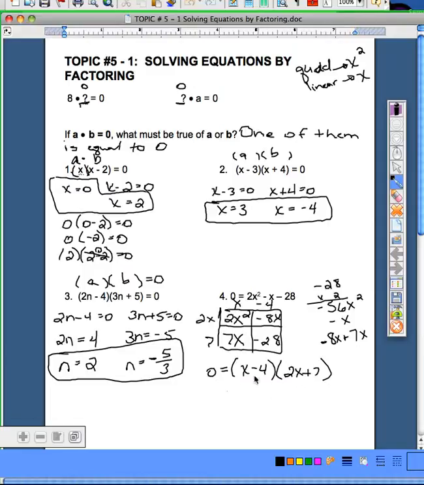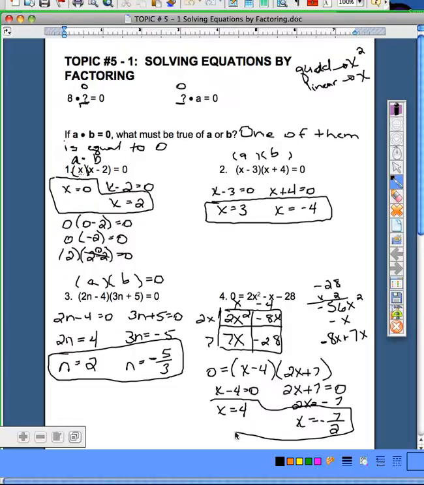And so, again, this is A, this is B, so that means we set each factor equals 0 and solve for x. So this would be easy. This is add 4 across, we have x equals 4. Add 7 across, you have 2x equals negative 7, and then you divide by 2 to get negative 7 halves. And those would be our two answers.